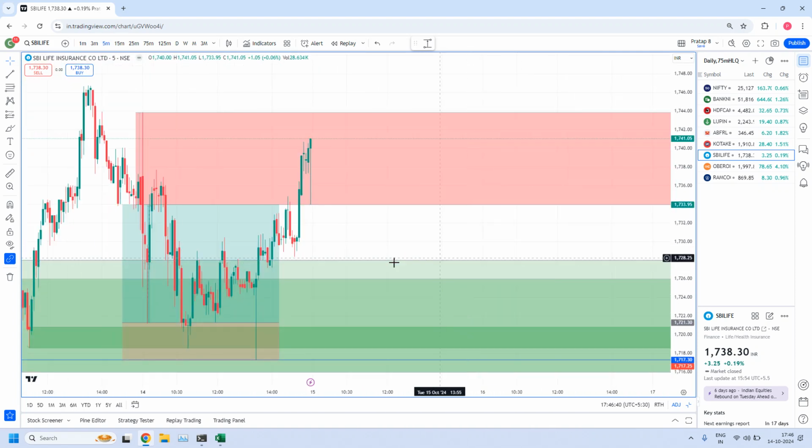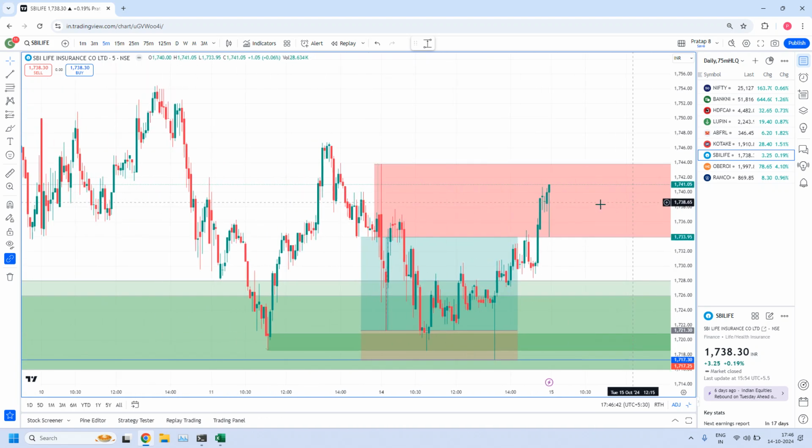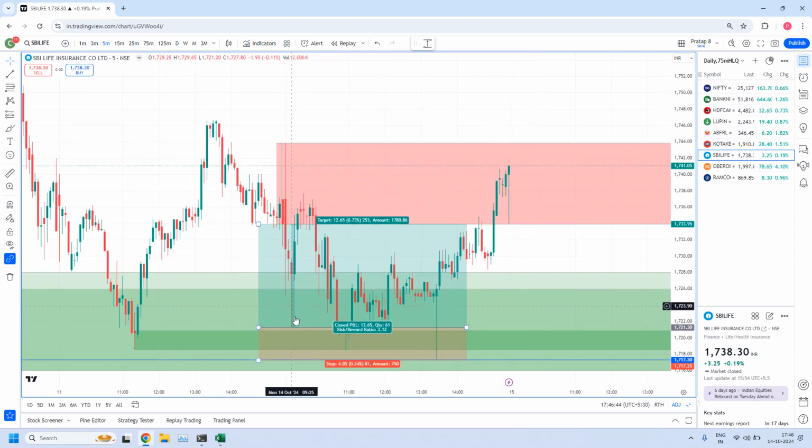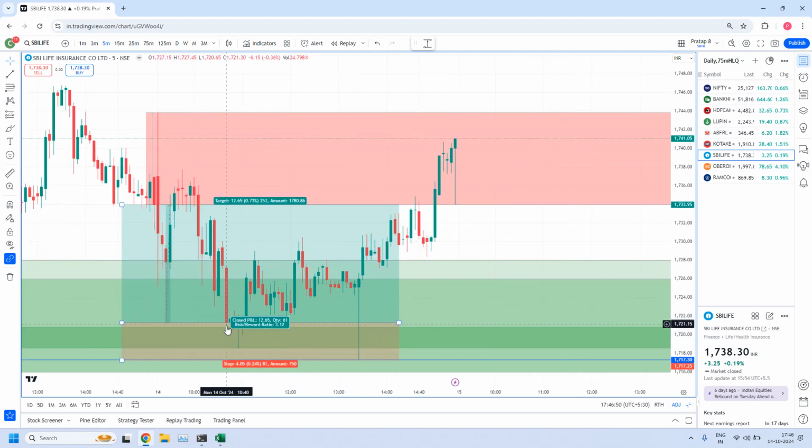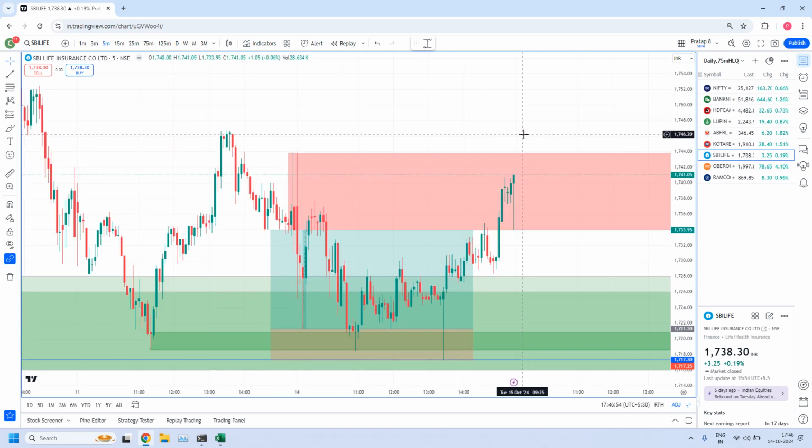This is the 5 minutes chart. So this is the first trade and this is the second trade. But the second trade took some time to reach the target.